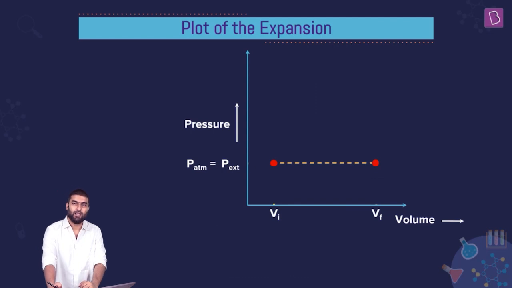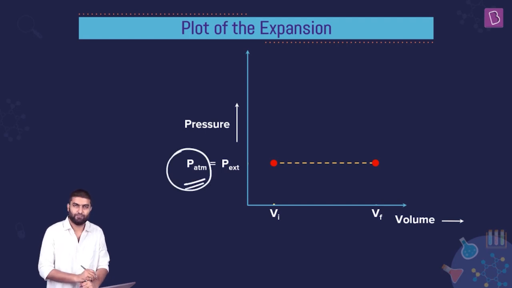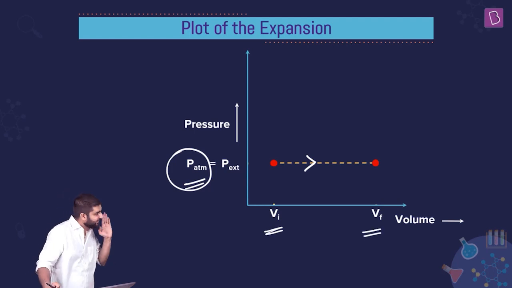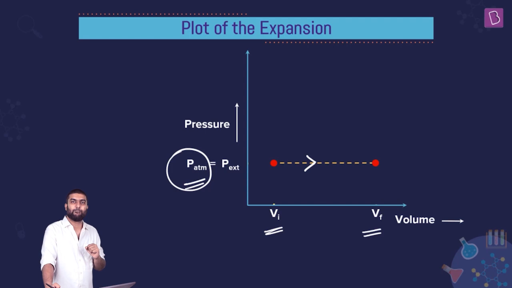Now, how will the graph look? P external is constant. It is equal to P atmosphere. Even that ugly term, mg by A, is out of the window. And the volume has expanded, and as I told you the last time, there should be a sign signifying that the volume is going from V initial to V final, that is, volume is increasing. In the compression plot, the volume was decreasing. This time around, the volume is increasing.